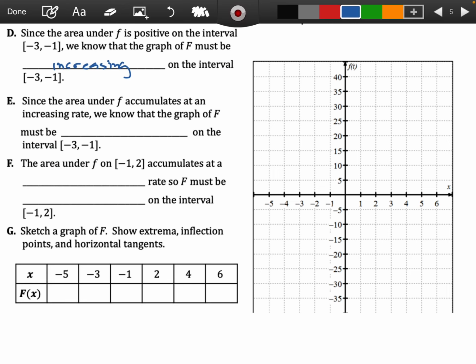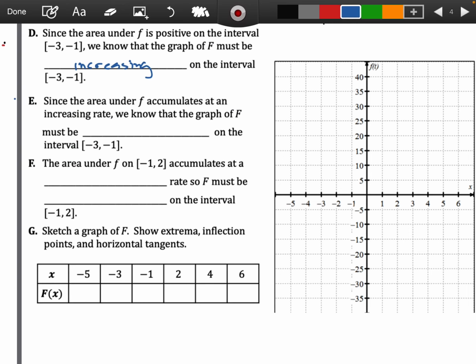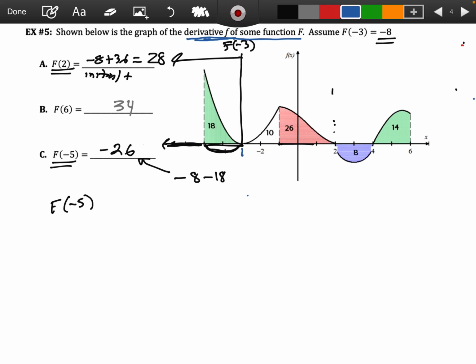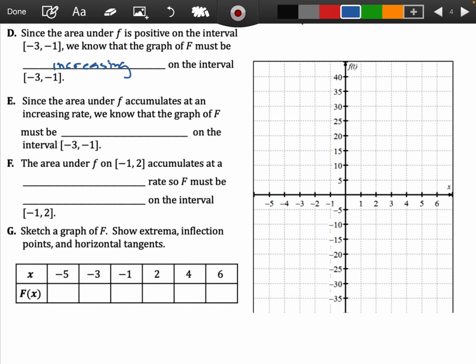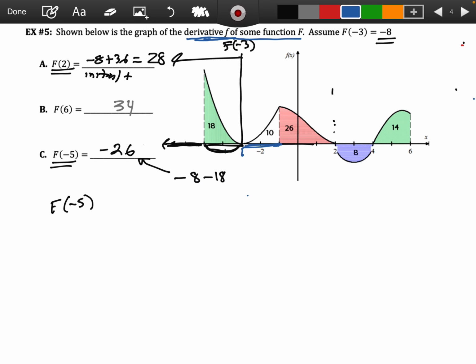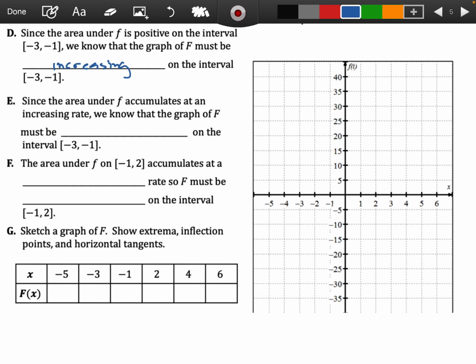So since the area under F is positive from the interval from -3 to -1, right here, they're going to tell us that the graph is going to be increasing, okay? Since the area under F accumulates at an increasing rate, we know that the graph of F must also be concave up, okay? Must be concave up on that interval.